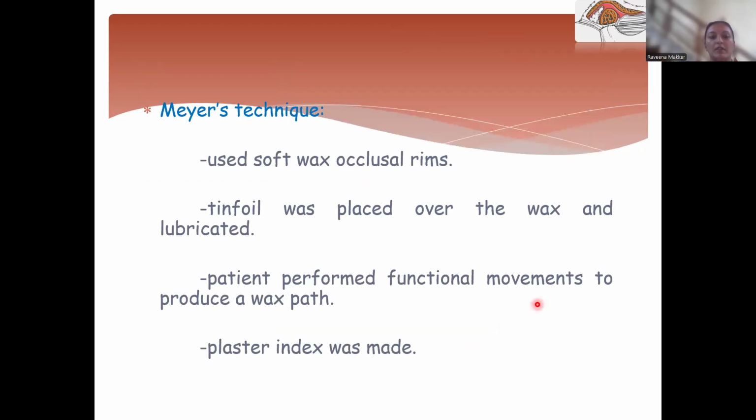And next is the Mayer's technique. This uses soft wax occlusal rims. The tin foil is placed over the wax and is lubricated, and patients perform functional movements to produce a wax path and plaster index is made.